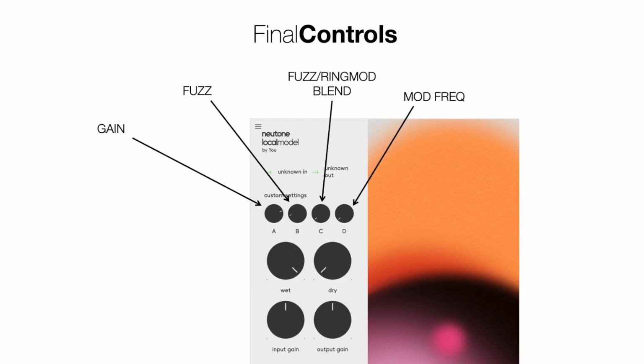To conclude, the NeuraFuzz has four main controls: gain, which determines the amount of distortion; fuzz, which sets how fuzzy and gated the distortion sounds; fuzz ring modulation blend, which sets the mix between distorted fuzz and the ring modulated clean; and ring frequency, which sets the ring modulator oscillator frequency.